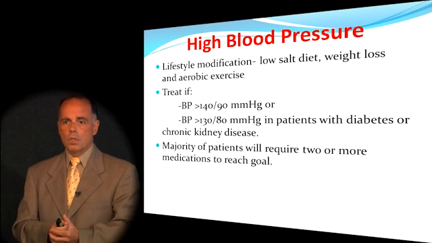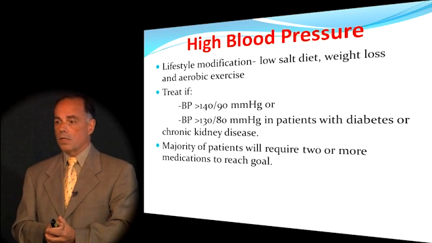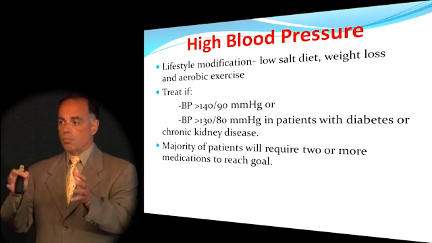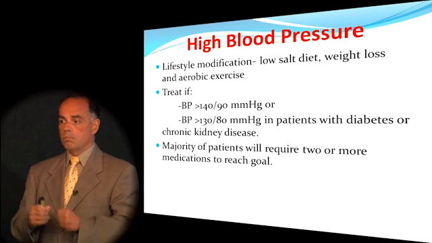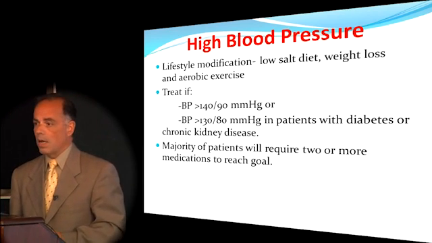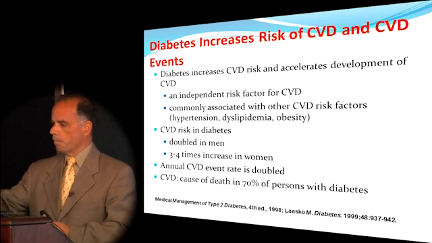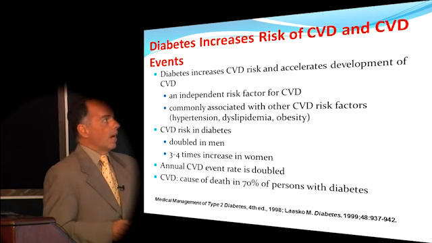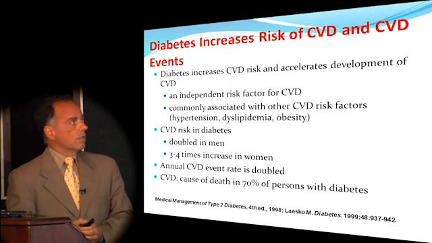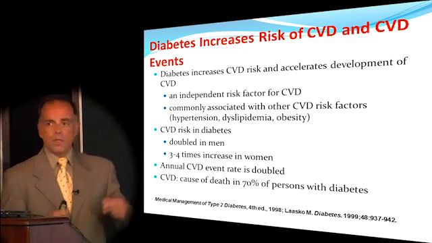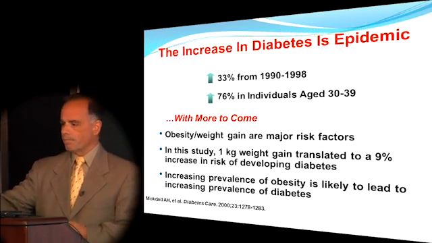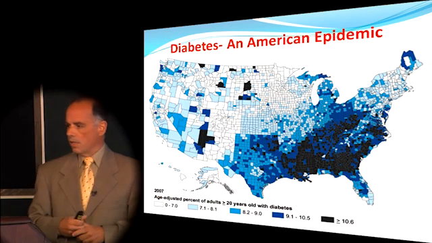The average was 3.5 medicines in one of the trials to get your blood pressure normalized. So don't argue with a doctor if he wants to give you a second medicine or a second pill at that point. And diabetes increases the risk of cardiovascular disease and cardiovascular events. I think for the sake of time, we're going to skip that because I want to get to this.